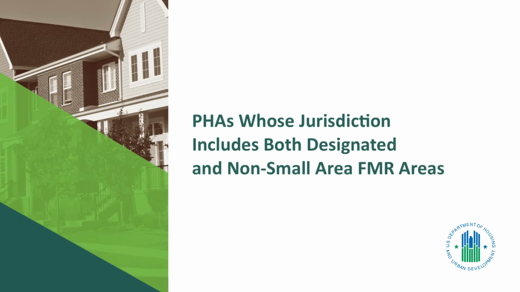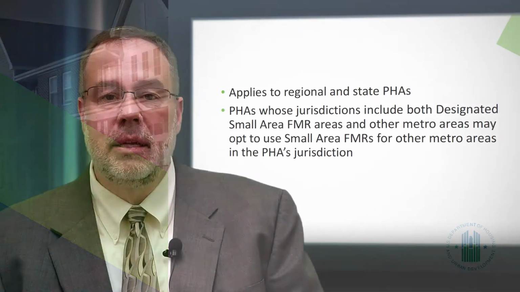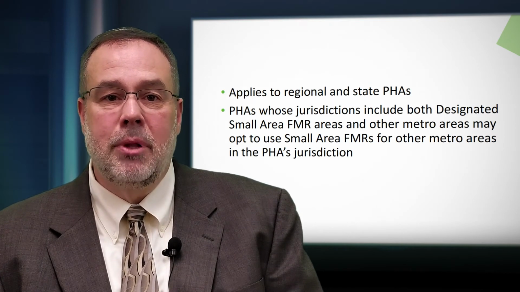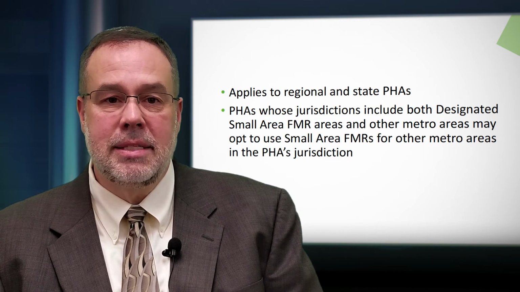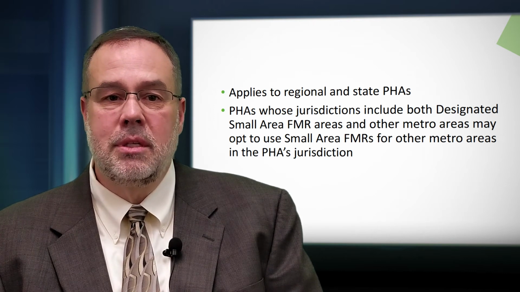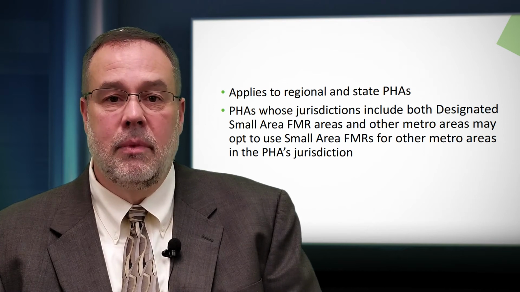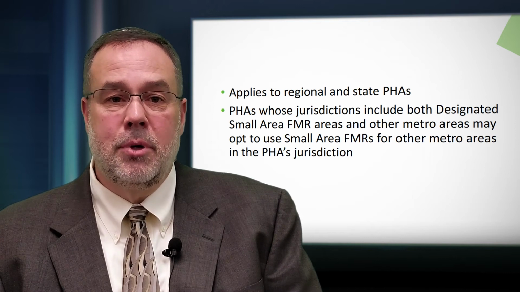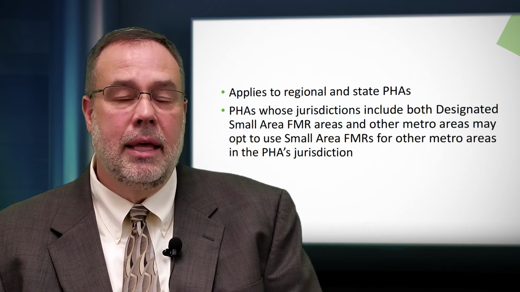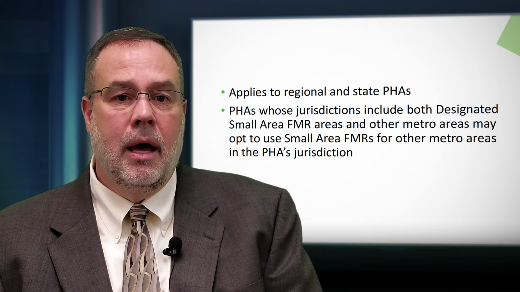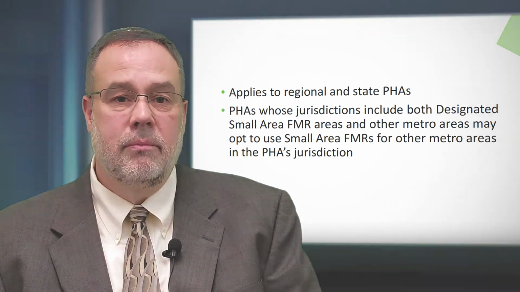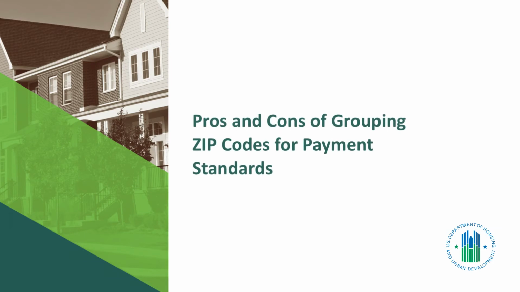Some PHAs have a jurisdiction covering both designated and non-designated metropolitan areas. While they must implement the small area FMRs in the designated areas, they have a choice to use them or not in the other metro areas that are not designated. If they choose to do so, they must use the zip code level FMRs in all metro areas. HUD does not provide zip code level FMRs for non-metro counties.